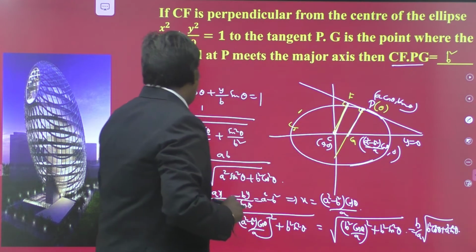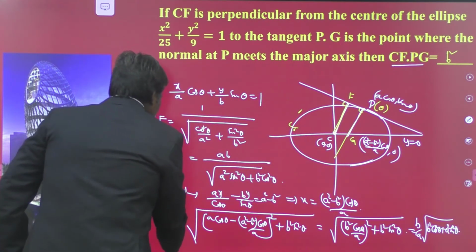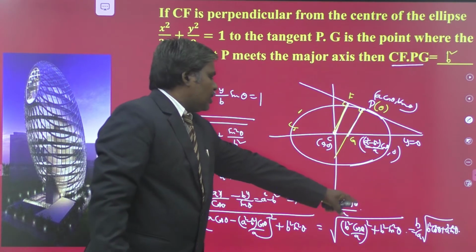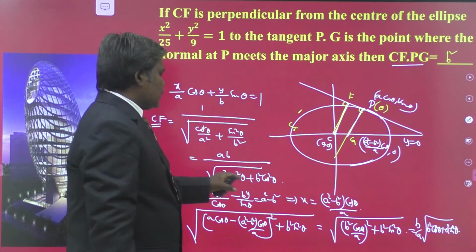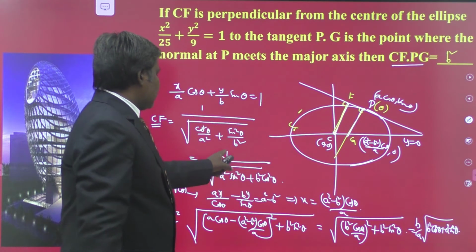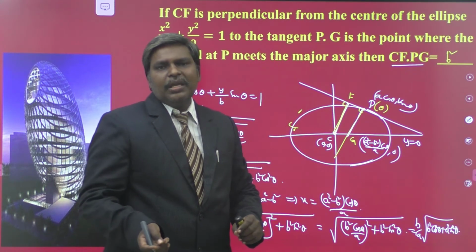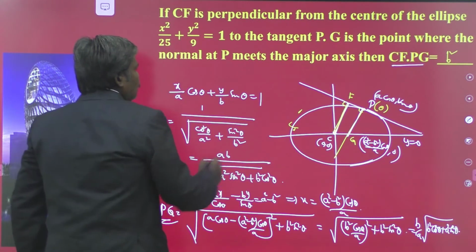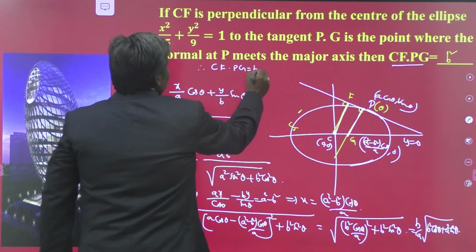That's all. Now PG into CF, multiply these two things. Clearly observe, my dears. AB by this one into B by A times that one. The denominator and the numerator get cancelled, and A and A also get cancelled. B into B is the remaining thing. What is B into B? B square. Implies CF into PG is equal to B square.